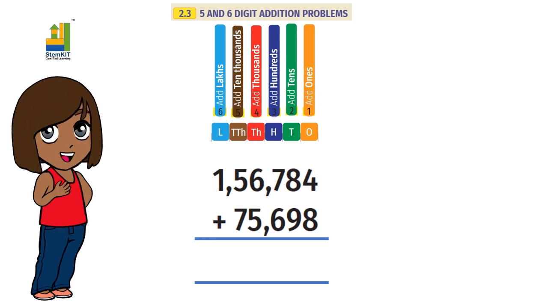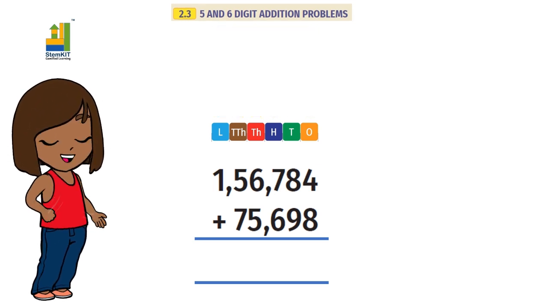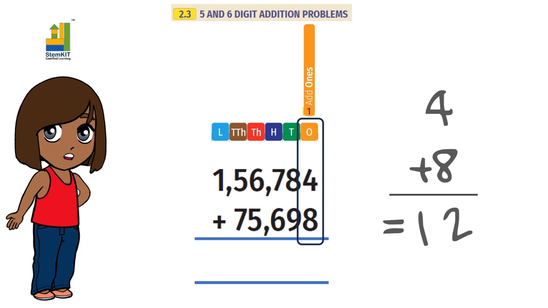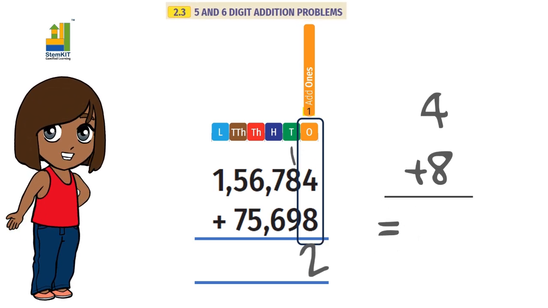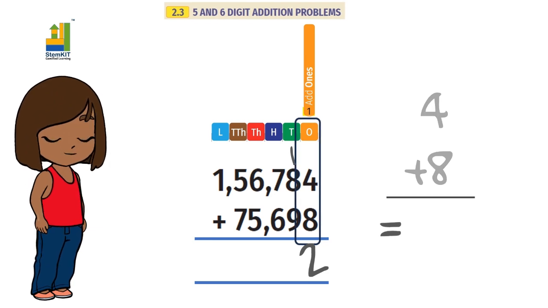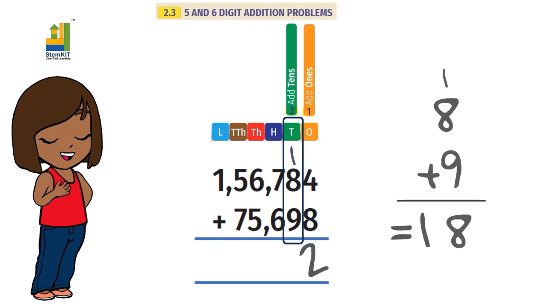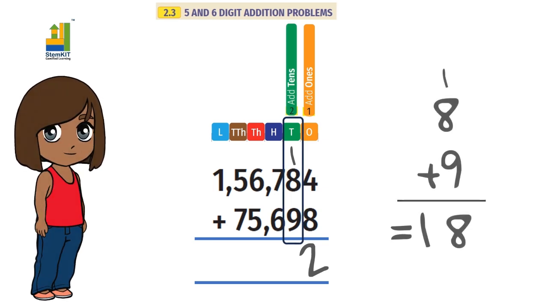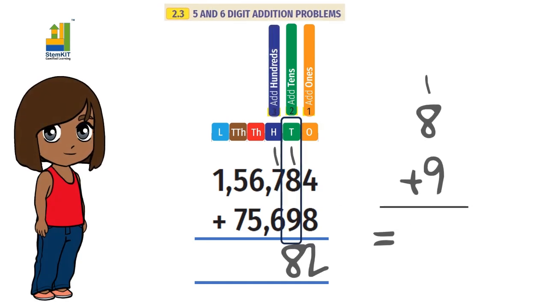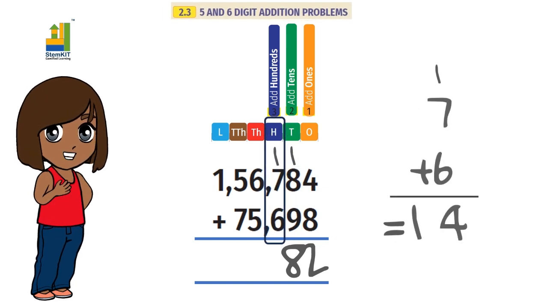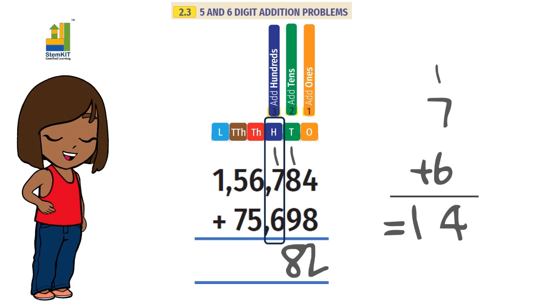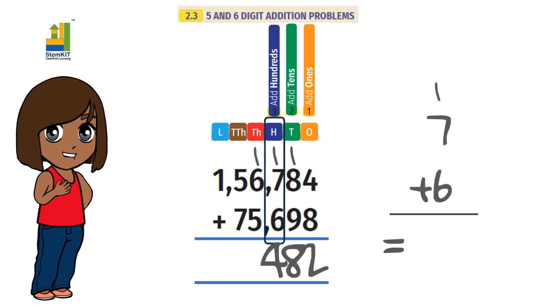Now, we have to add ones together. We get 12. 1 gets carried over. 2 gets written. Adding tens, 8 and 9 and adding the carryover 1, we get 18. 8 gets written, 1 gets carried over. Adding hundreds, adding 7 and 6, and carry over 1, we get 14. 4 gets written, 1 gets carried over.